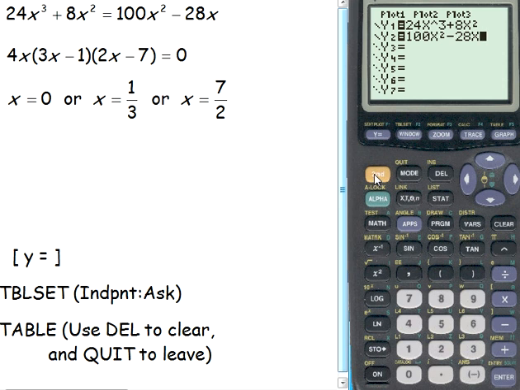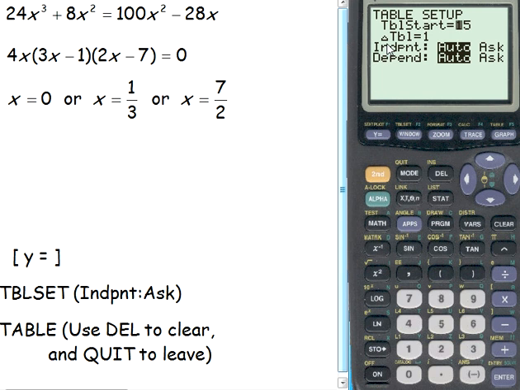And now we're ready to check, so we have to set up our table first. Go to second table set, which is above window, and we want independent to be on ask so that we can enter our x values that we choose to enter. So go down to independent, which is the x variable, and hit enter on ask to get the highlight on ask. And then we're ready to enter our answers and see if they make both the left and right side equal. So go to table, which is above graph.